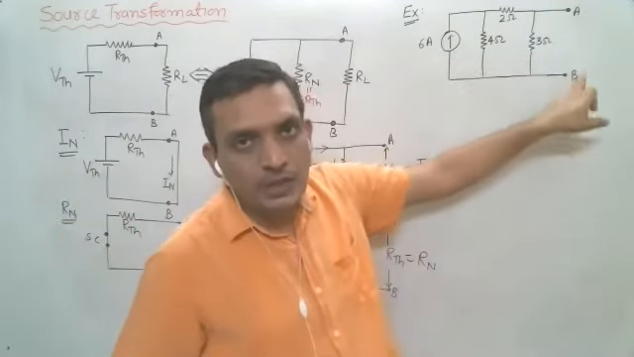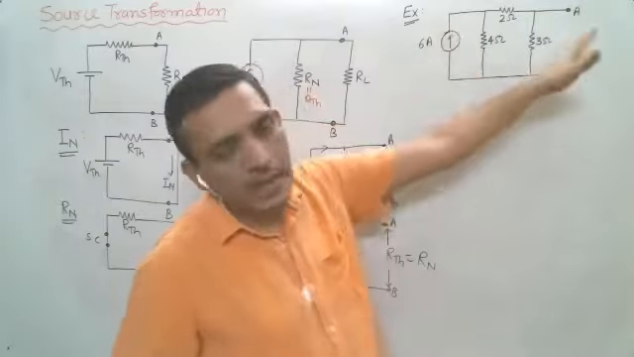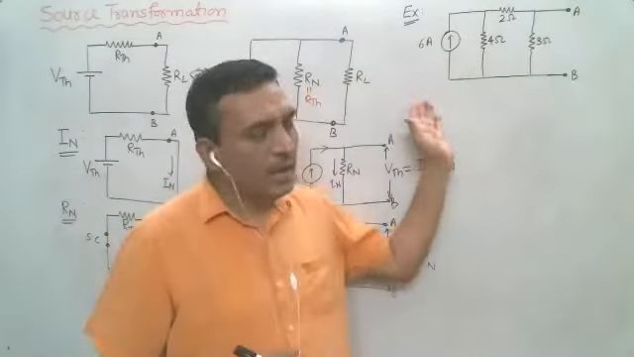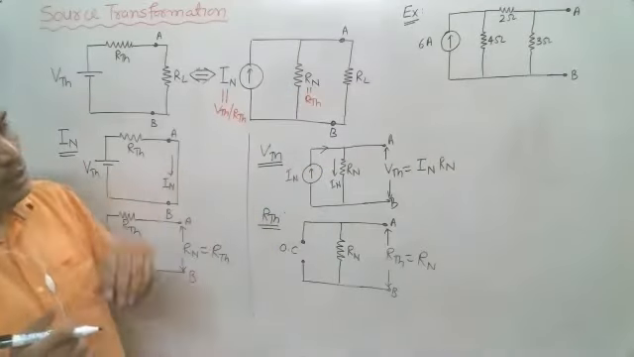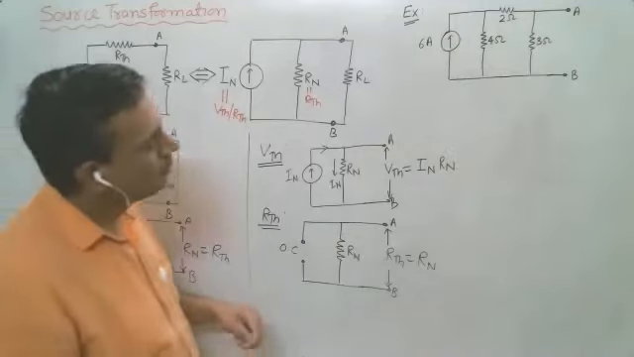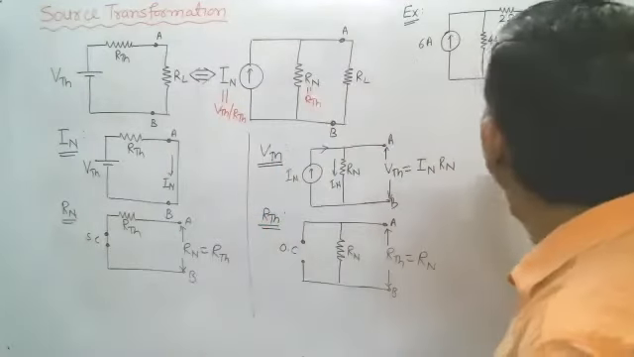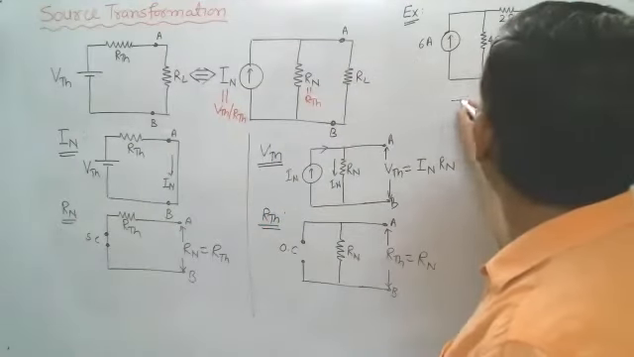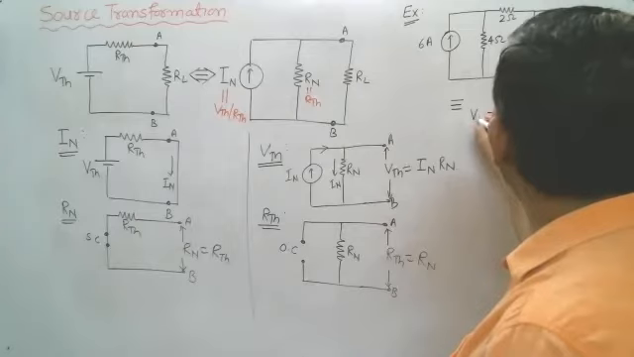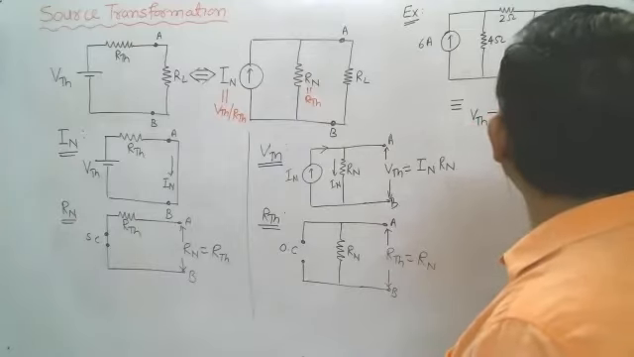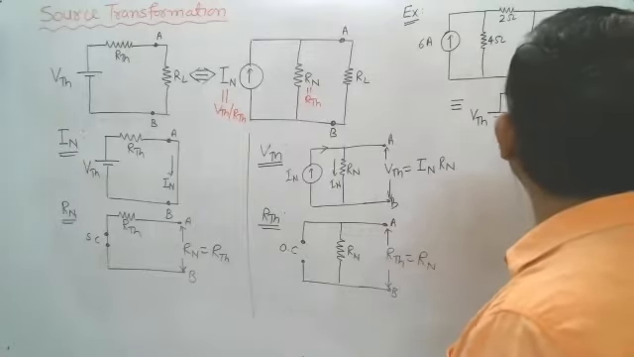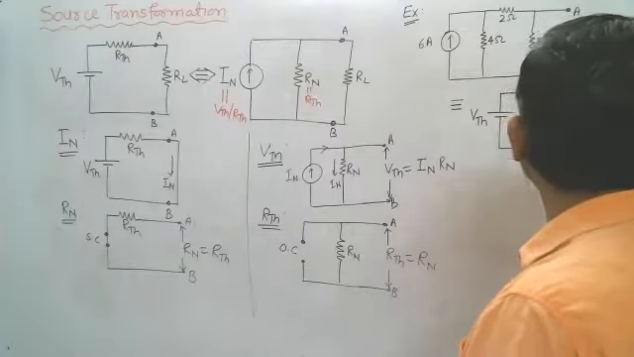You have to draw Thevenin's equivalent and Norton's equivalent across AB. Just draw equivalent. Means you have to find VTH and RTH and IN and RN. So what will be Thevenin's equivalent? Thevenin's equivalent is across AB. So you can convert this into a voltage source, VTH, RTH. This is the Thevenin's equivalent across AB.